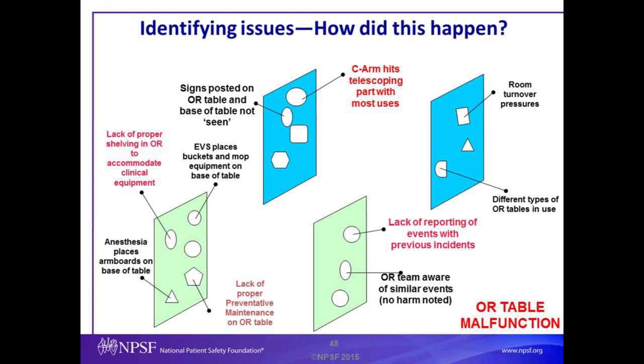The table had a telescoping function, with the mechanics of the telescope enclosed in a tin foil-like container. During the surgery, the arm was moved in, and it banged on the tin foil container that had the mechanics. At the base of the table, there was a sign that warned people not to place equipment on the table, but some people didn't see it. The environmental services individuals didn't think their bucket was a piece of equipment, and anesthesia put their equipment in this area. The OR also had a lack of proper shelving, which caused people to put things on the table. It was also determined that there was a lack of proper preventative maintenance on the table. Additionally, pressure to turn over the room affected the way people worked.